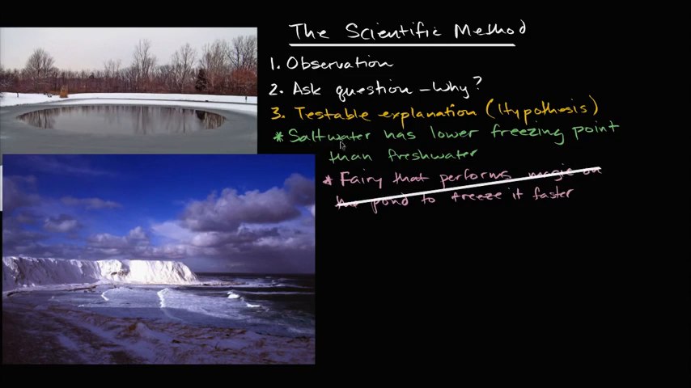So let's go back to our testable explanation, our hypothesis. Salt water has a lower freezing point than fresh water. Well, the next step would be to make a prediction based on that. And this is the part where we're really designing an experiment. So you could just view all of this as designing, let me do this in a different color, where we want to design an experiment. Design an experiment.